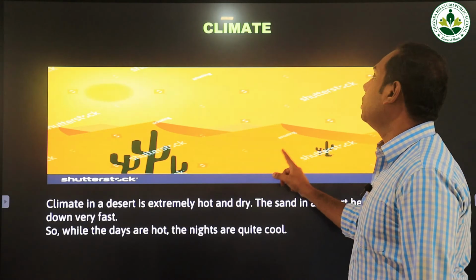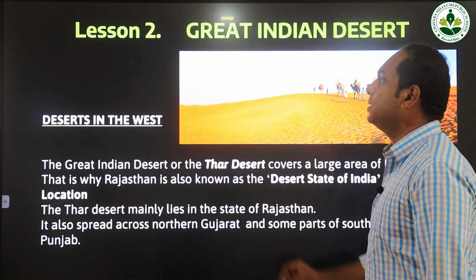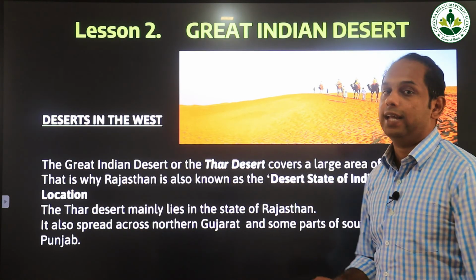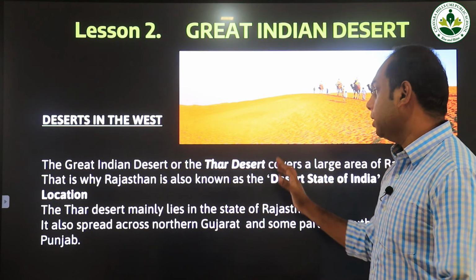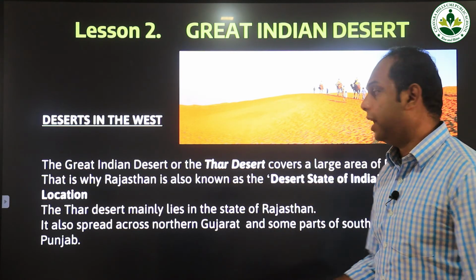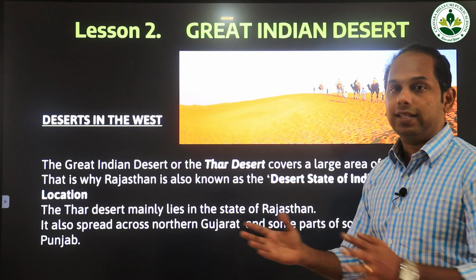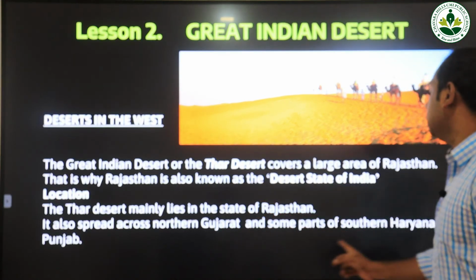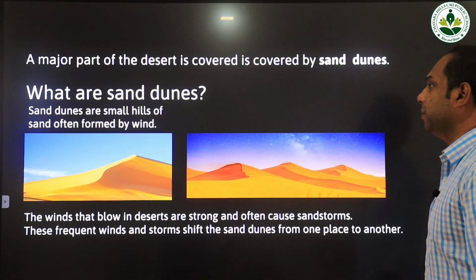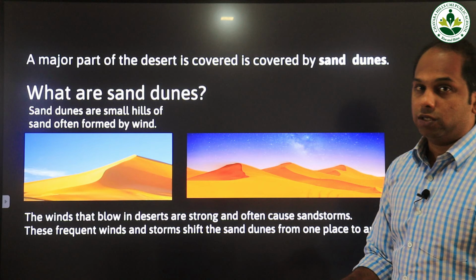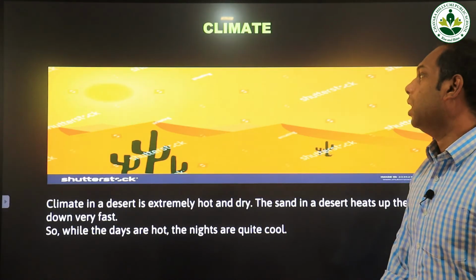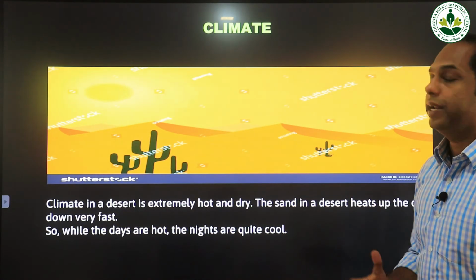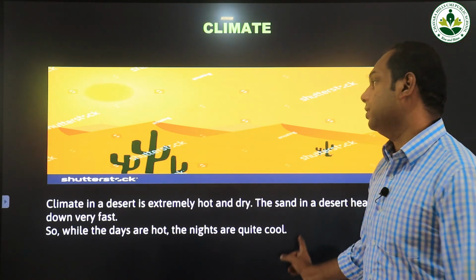So in today's class we have started the second lesson in Social Science, the Great Indian Desert, and we have understood that the Thar Desert mainly lies in Rajasthan, also spread across some other states like Gujarat, Haryana and Punjab. We have studied about sand dunes, that they are small hills formed by wind. And we have studied about the climatic condition of the Thar Desert.